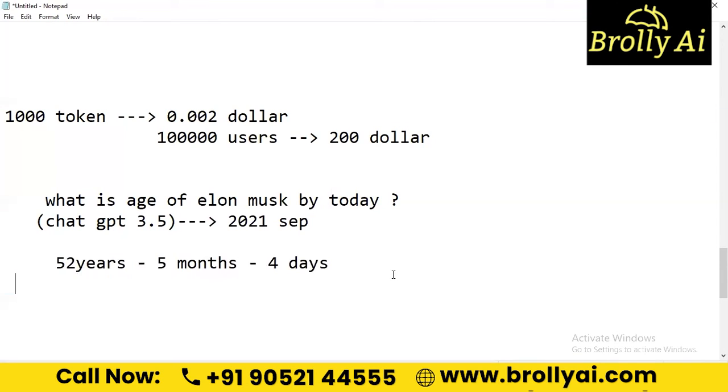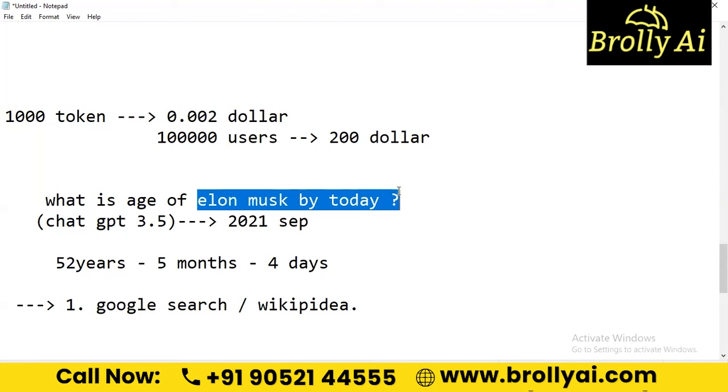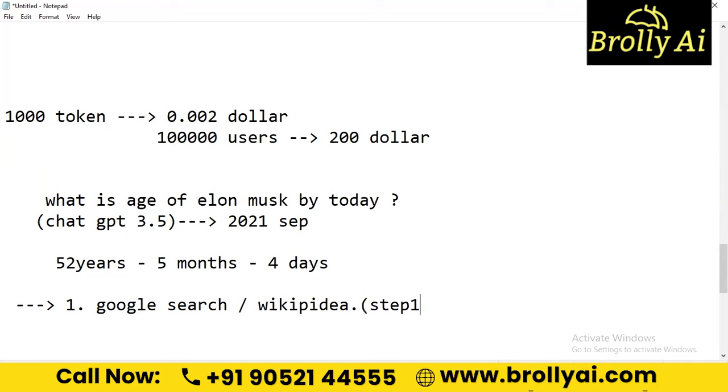Understand? So to answer this question, what you require is, number one, Google search or Wikipedia to get the latest information about Elon Musk. Got it? So this is step number one. Because with this example, you can understand the limitation of OpenAI. And second, you need a math calculator. There are so many third-party calculators.